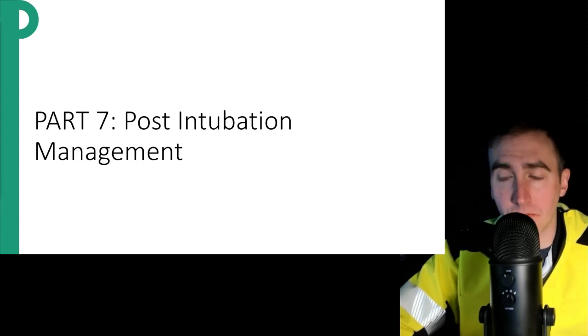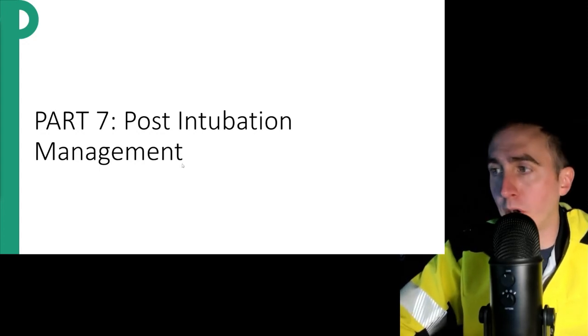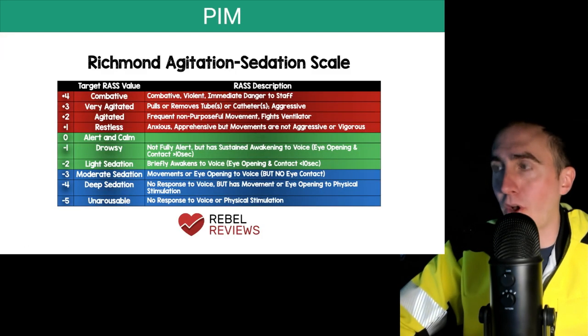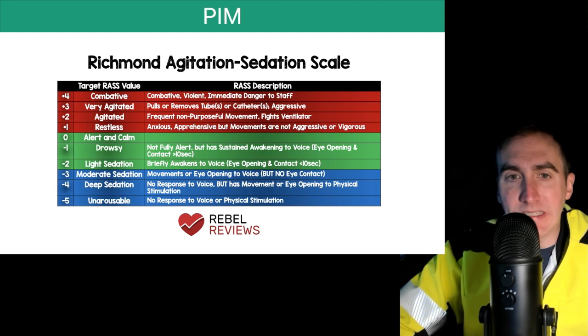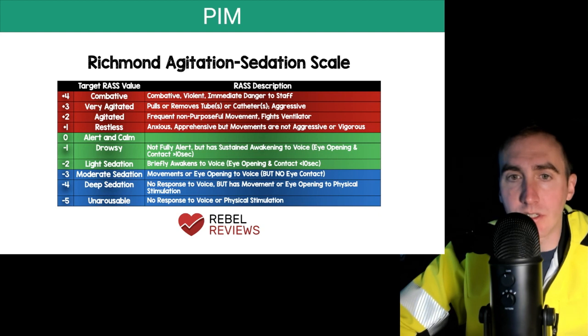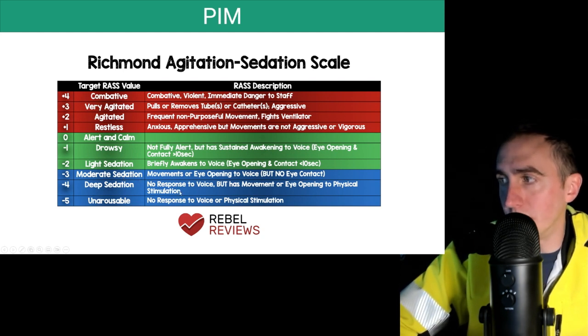Now we're going to briefly talk about post-intubation management. You all should be pretty adept at this already. And just to reiterate, we should be using and documenting a RASS score, a Richmond Agitation Sedation Scale score. And our goal is moderate to deep sedation.